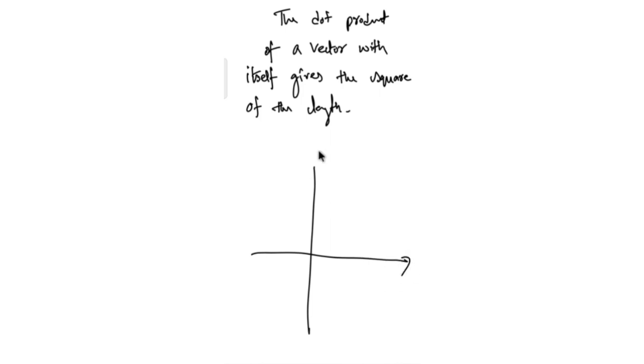So this is my Cartesian plane, and this is the x-axis and this is the y-axis. If I take some vector like this, this is 2 and this is 1, so this would be (1, 2), a vector in this way. So this is (1, 2), this is a vector v.